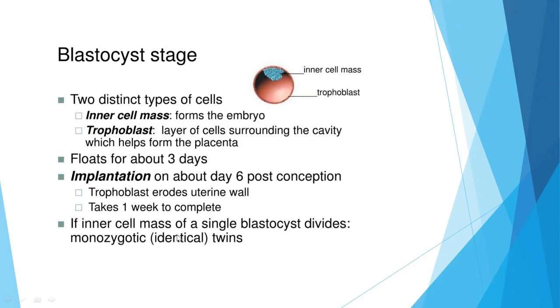If the inner cell mass of a single blastocyst divides, then there is formation of monozygotic or identical twins. So if at the blastocyst stage there is division of this inner cell mass into two equal parts, then there is formation of monozygotic identical twins.